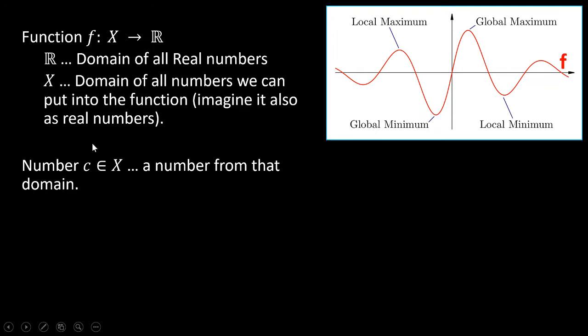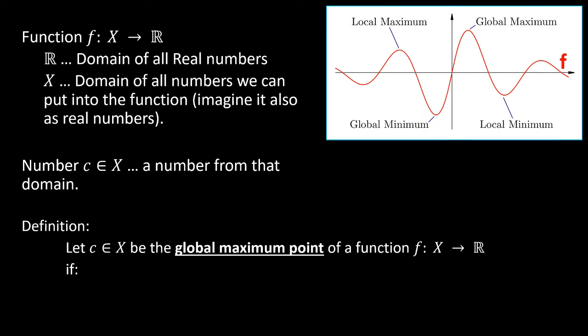Cool. This bit means I have a number c, let's call it a variable c, that comes from the domain of numbers that we can throw into the function. Basically what I said with all of this is, I have a function and I have a number that I throw into the function, nothing more. Cool. And so now let's define it.